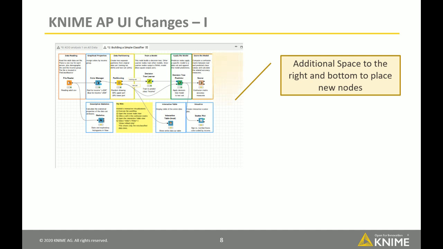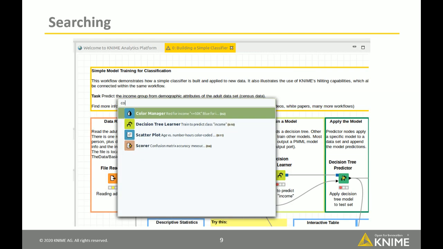So the first thing here is we've actually added some space along the right and bottom edges of your workflow that just makes it easier to put new nodes in. You may have noticed in the past if you tried to drag nodes to the edges of the workflow that it could be a little bit fiddly. So now hopefully that should be less frustrating.